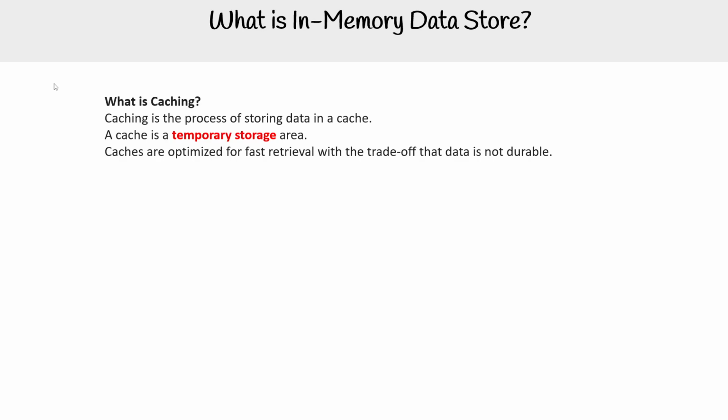Before we talk about ElastiCache, let's talk about caching and in-memory data store. So caching is the process of storing data in a cache. A cache is a temporary storage area, and the purpose of caches is to optimize for fast retrieval with the trade-off that the data is not durable.